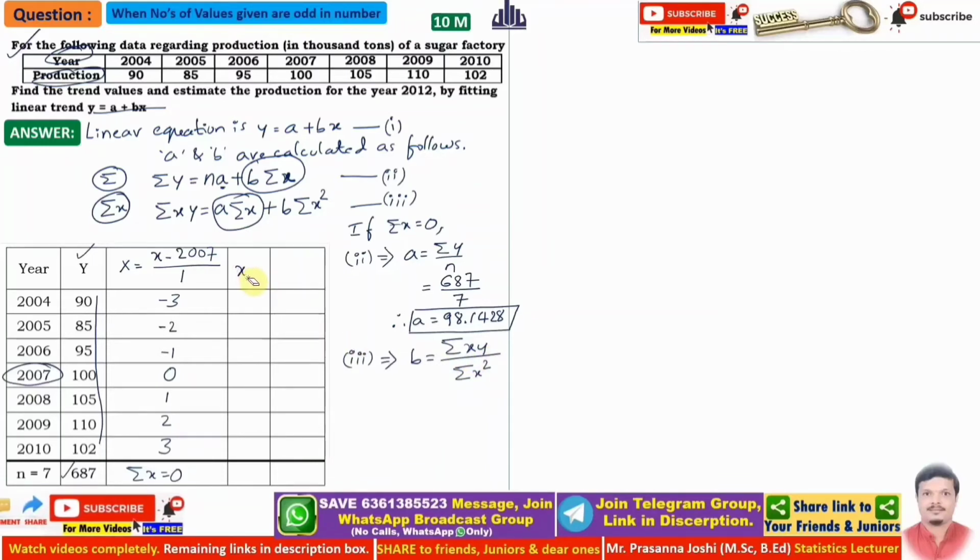Now, in order to get this b, we want summation of xy. That means we have to get xy. What is y? 90, 85, all these values. And what are the x values? These transformed ones. So this multiplied by this. 90 multiplied by minus 3. Is it not minus 270? Yes, because 90 multiplied by 3 is 270, and plus into minus is minus. So in a similar way, we calculate all these multiplications.